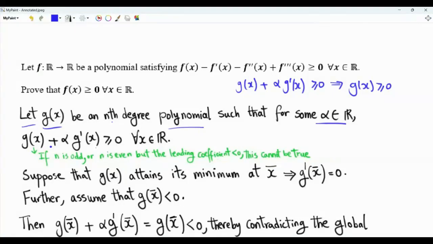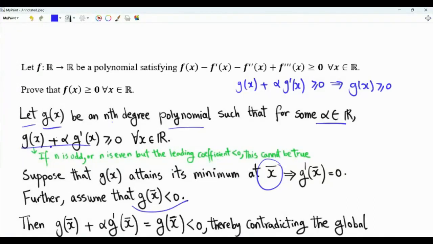Also, this inequality cannot be true if the degree is even, but the leading coefficient is less than 0. In this case, g of x will tend to minus infinity as x tends to plus or minus infinity. If there is a polynomial satisfying this inequality, then n is even and the leading coefficient is positive. Suppose that g of x attains its minimum at x bar. At x bar, the first derivative of g is equal to 0. Let's assume that g of x bar is negative.